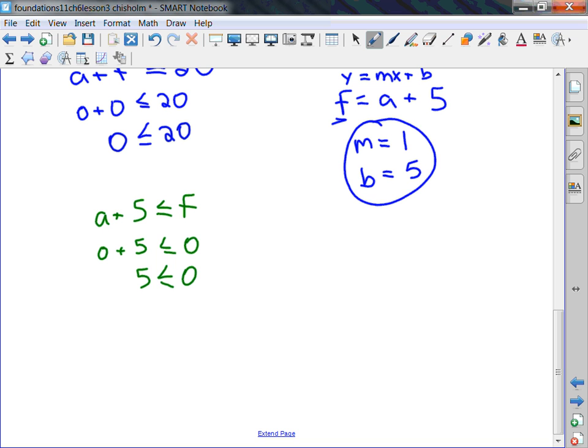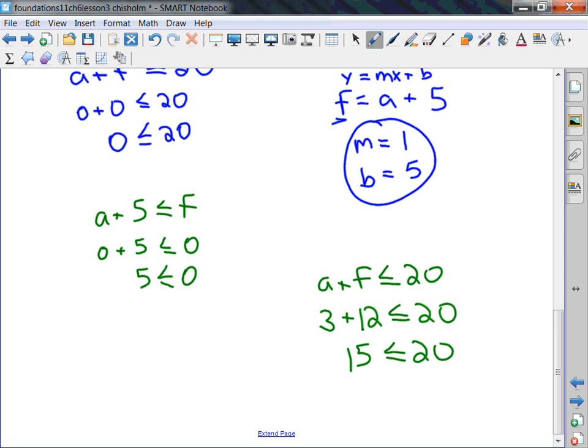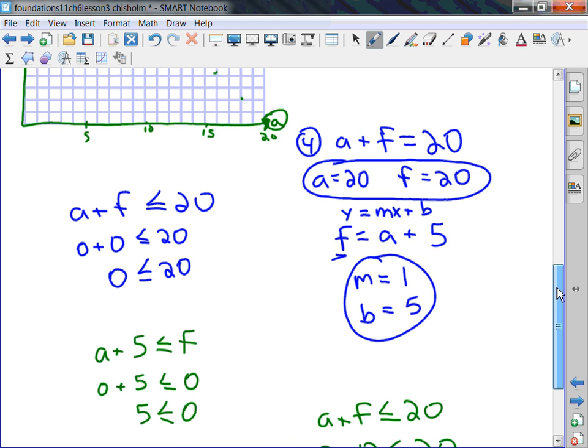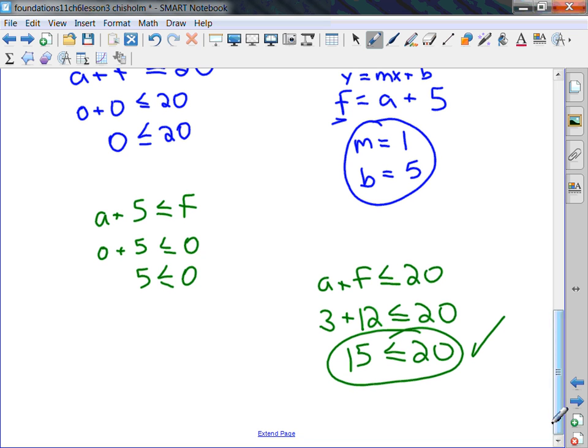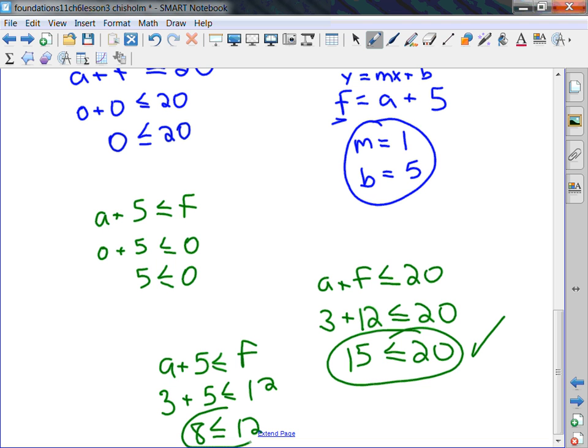So remember that the first one was A plus F has to be less than or equal to 20. So we'll go 3 for A, 12 for F has to be less than or equal to 20. 15 is less than or equal to 20 is what we get. True statement, satisfies that inequality. Clearly, though, we have to check both to make sure. So the other one is A plus 5 should be less than or equal to F. So we will put in our 3 for A and our 12 for F. We will get 8 is less than or equal to 12. Once again, we get a true statement. So since we got a true statement in both inequalities when we substituted the point (3, 12), we can say that that point satisfies the inequalities.